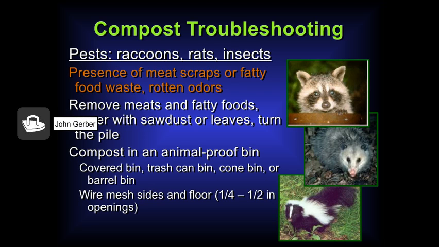A common problem, and one reason for using a bin rather than a pile, is that compost can attract raccoons, skunks, rats, and insects. Meat scraps, fatty food wastes, and foul odors usually attract these pests. Be sure to bury and mix the food scraps into your pile. Don't leave them on top. If animals are a problem, you can use an animal-proof bin or a net fencing around the pile.